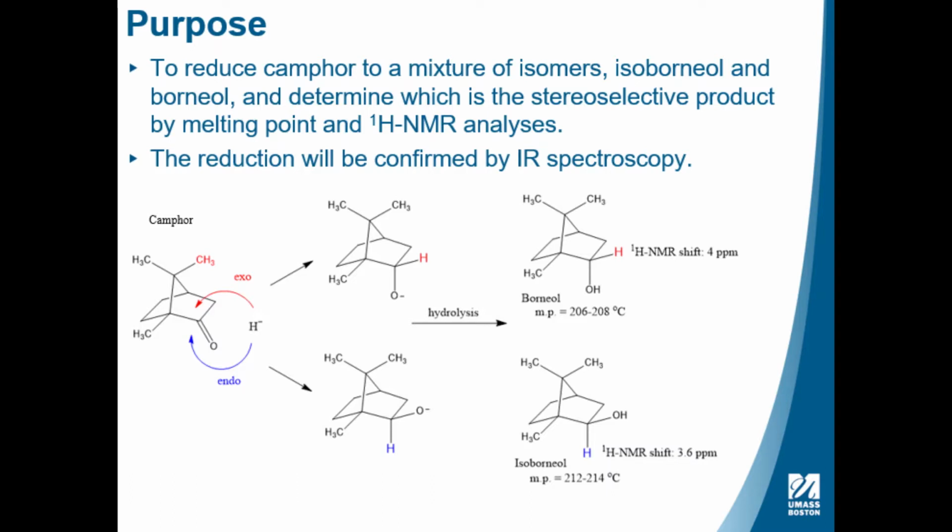We will see peaks at both shifts, but one peak will be much larger than the other. The larger peak is the major product. Please refer to the lab lecture for how to calculate the percent composition of the product from the NMR peaks. The reduction will also be confirmed by IR spectroscopy.